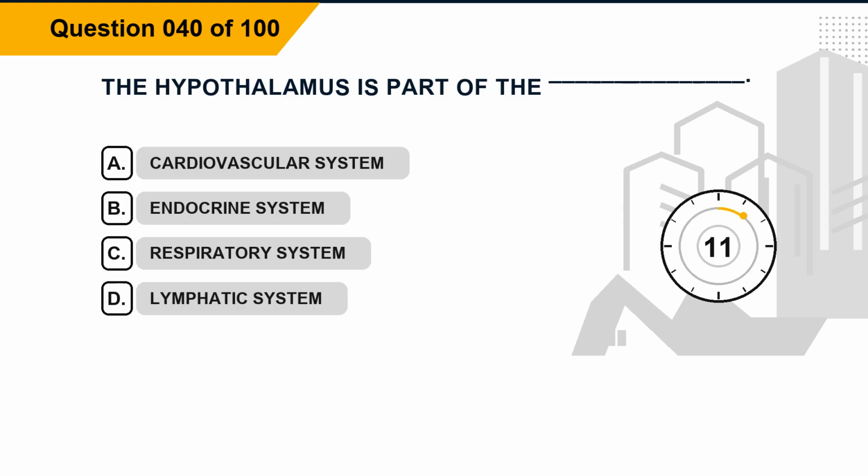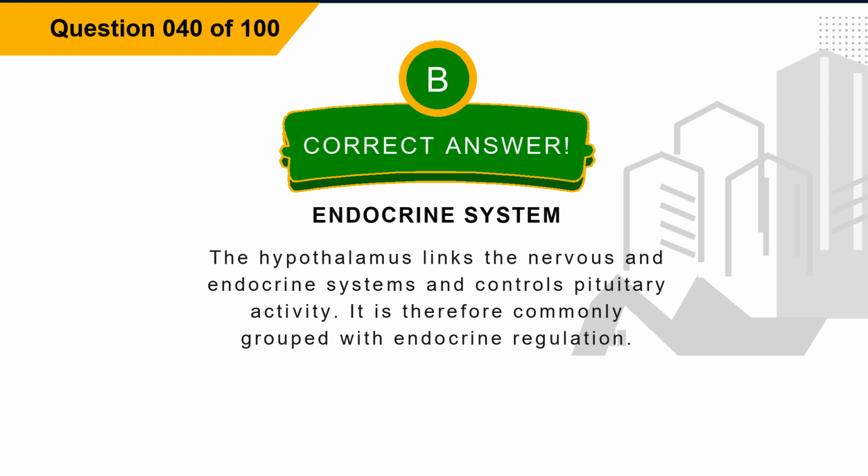Question 40. The hypothalamus is part of the blank. Option A, cardiovascular system. Option B, endocrine system. Option C, respiratory system. Option D, lymphatic system. The correct answer is option B, endocrine system. Explanation. The hypothalamus links the nervous and endocrine systems and controls pituitary activity. It is therefore commonly grouped with endocrine regulation.